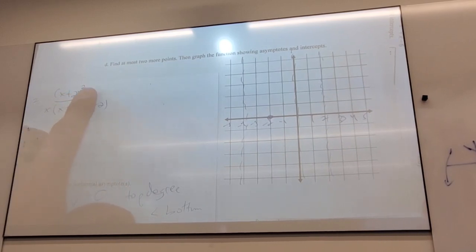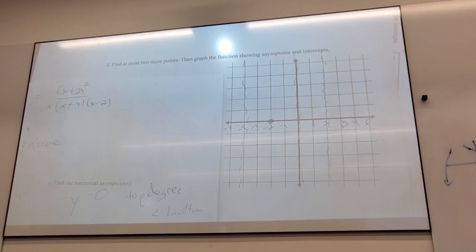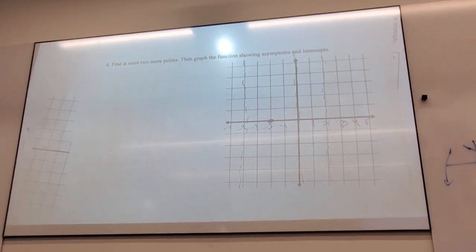1, 2. Yeah, 2 right there. Where did -2 come from? A squared term, so it's got a multiplicity of 2. What's it going to do there? It's not going to go through; it's going to turn or bounce, whatever you want to call it. Bounce.